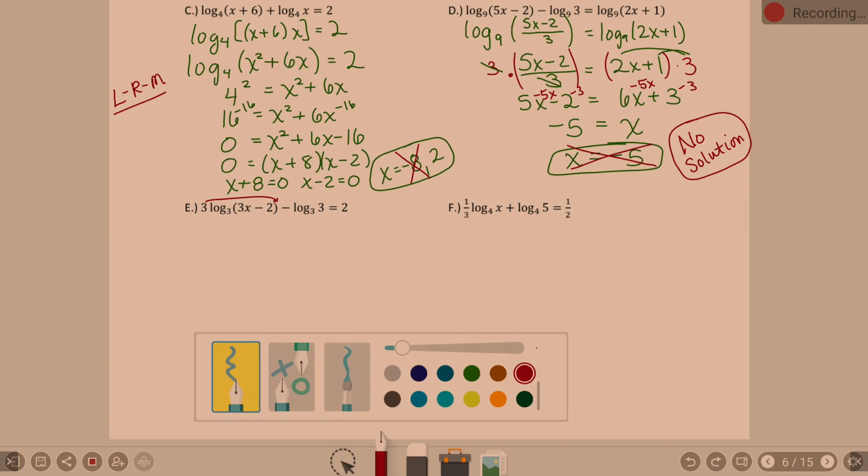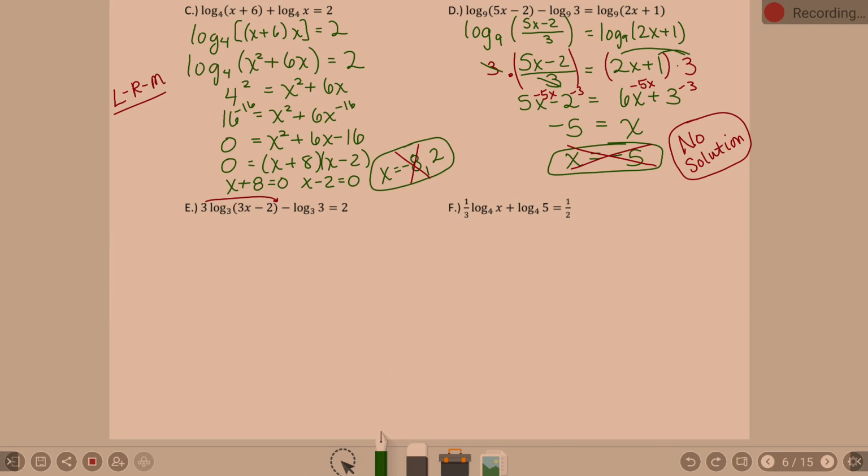So if we move that to the power, I now have log base 3 of 3x minus 2 minus log base 3 of 3 equals 2. Actually, I see a couple. I see more than two options here. Okay. Next option.